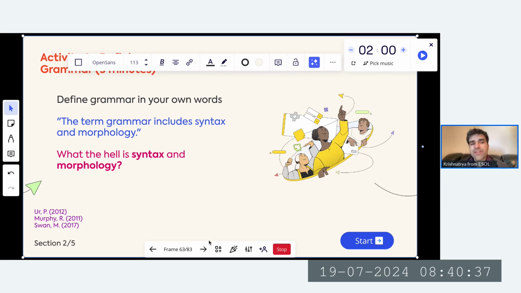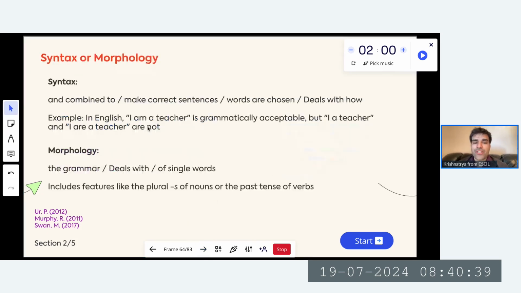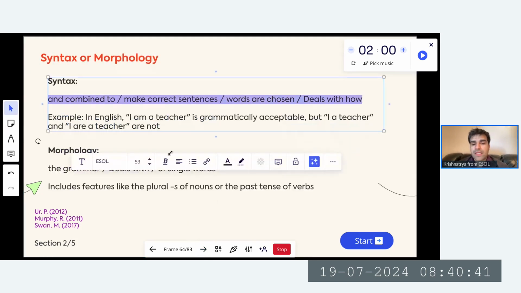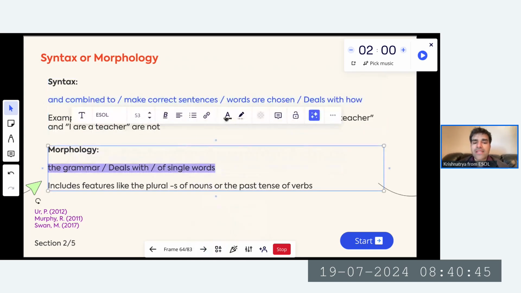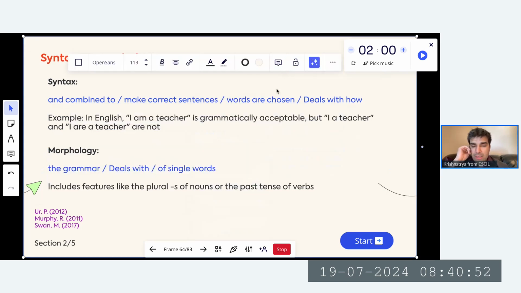I've written a short definition of syntax and morphology here, but I put the words in jumbled format. Can anybody please tell me the answer in the chat box, please? Let's see who's able to type first. I'll give you 1 minute. What is syntax and what is morphology?